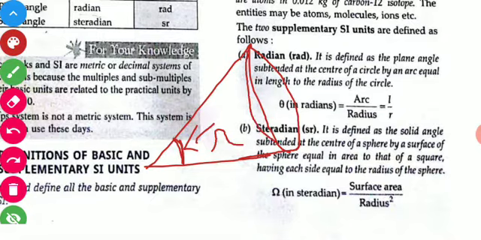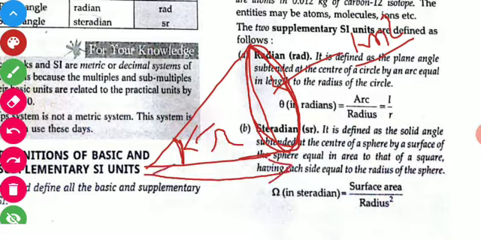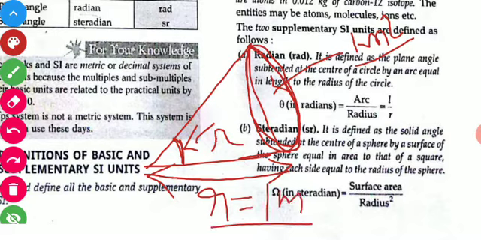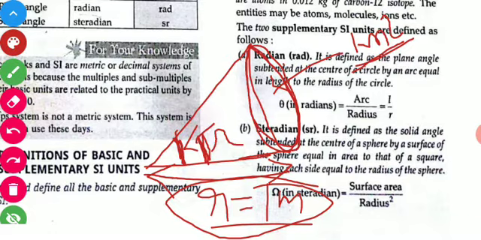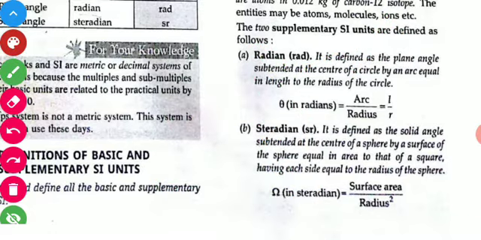Suppose we know that this is a circle, so let its area be 1 meter square, and this is radius r, and let it be 1 meter. Now students, when area is 1 meter square and radius is also 1 meter, then the angle subtended here will be 1 steradian. So it is defined as the solid angle subtended at the center of a sphere by a surface of the sphere equal in area to that of a square having each side equal to the radius of the sphere.